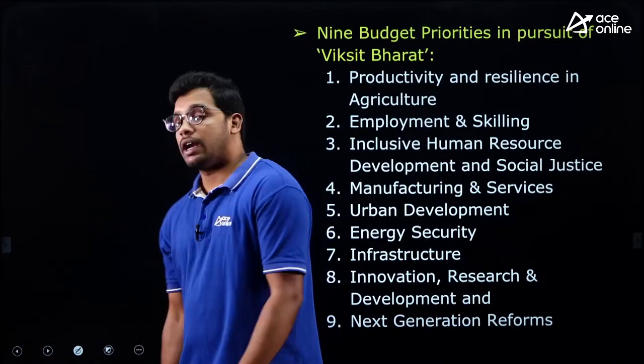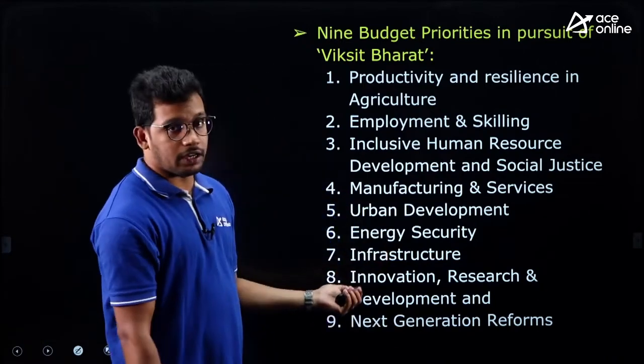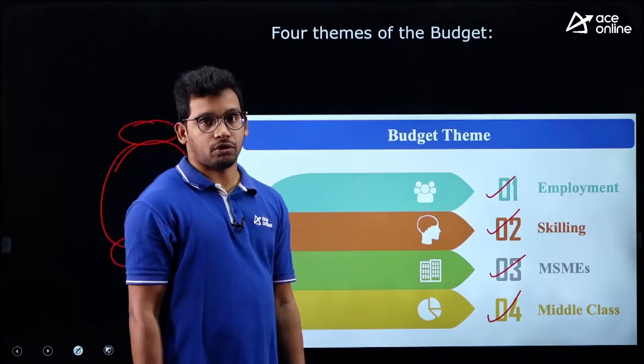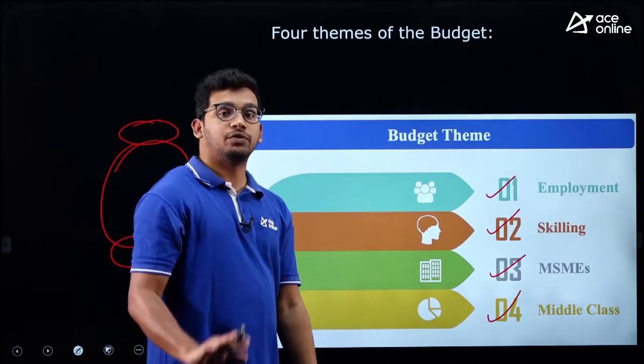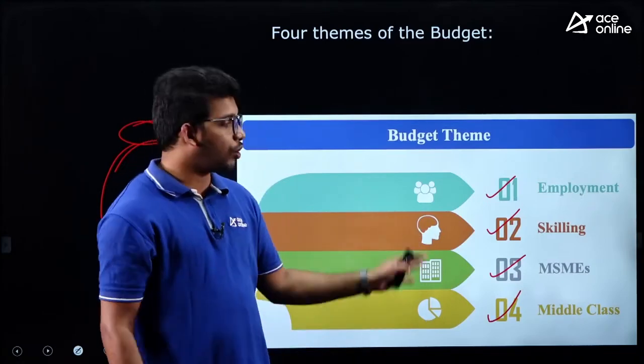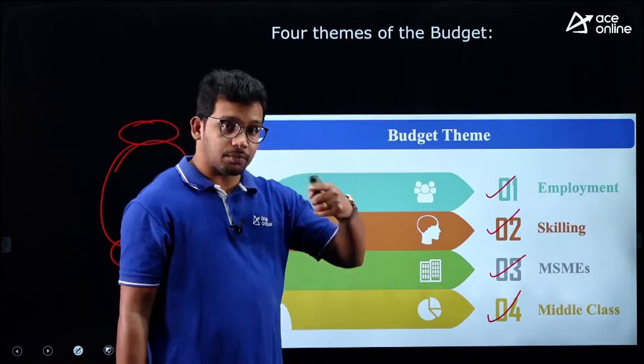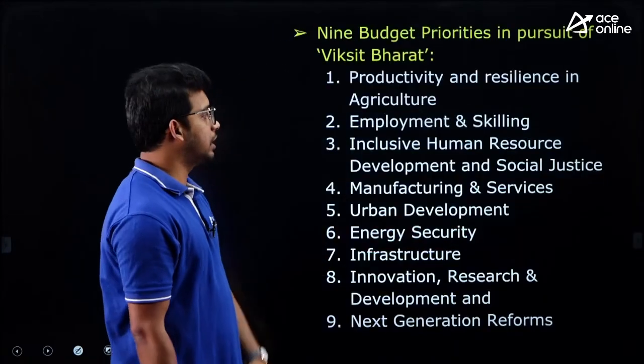the 9 priority areas. You need to remember these 4 focus groups as well as 4 themes also. In exam they may directly ask you which one is not one of the following themes or one of the following groups that government has focused in this year's budget, right. So whatever exams you are going to write, you will have a lot of questions on it.